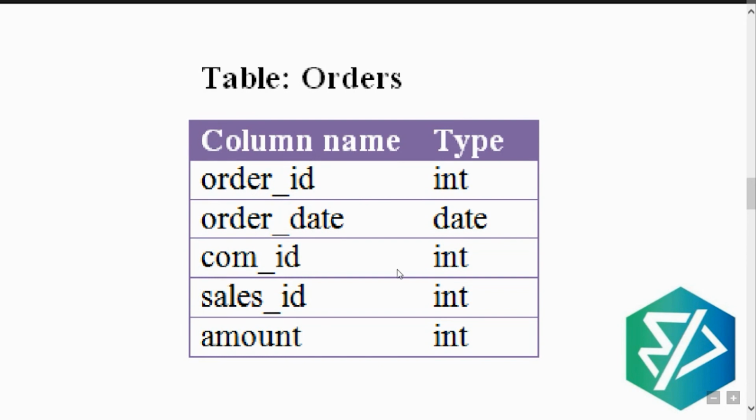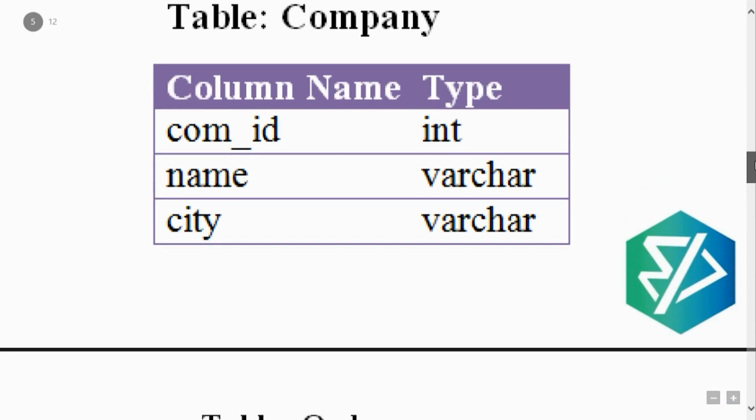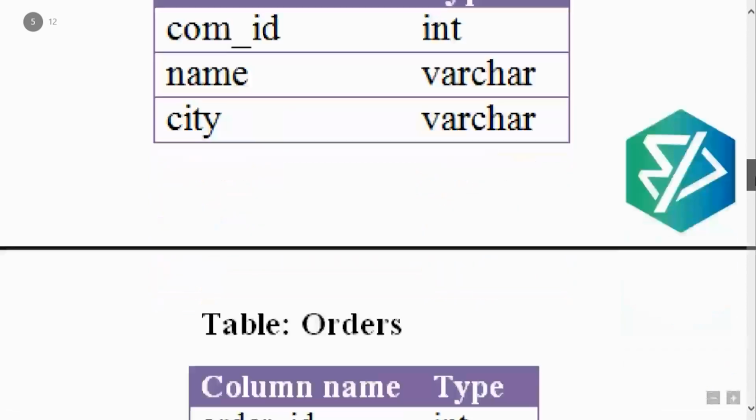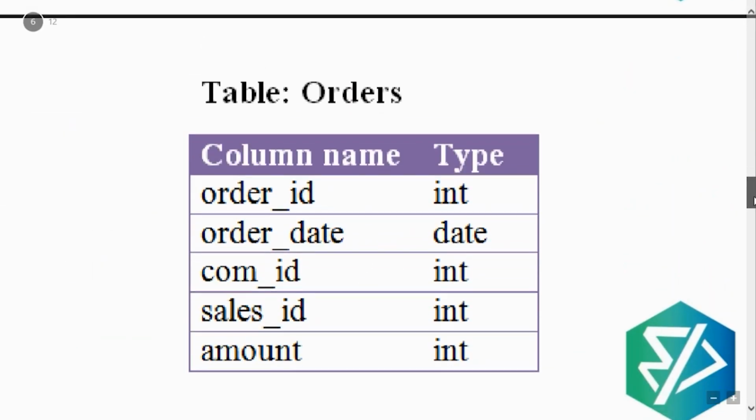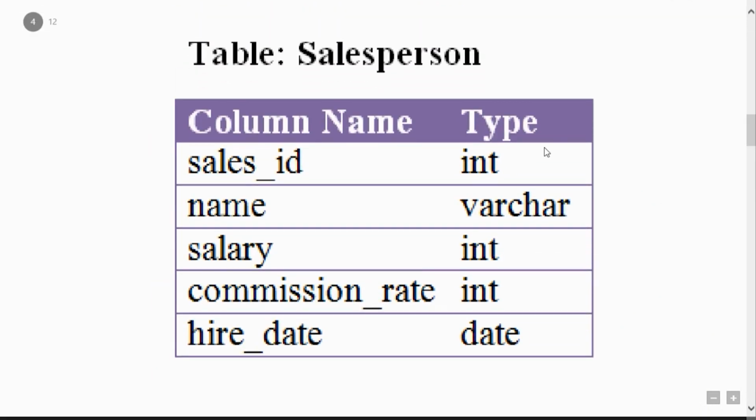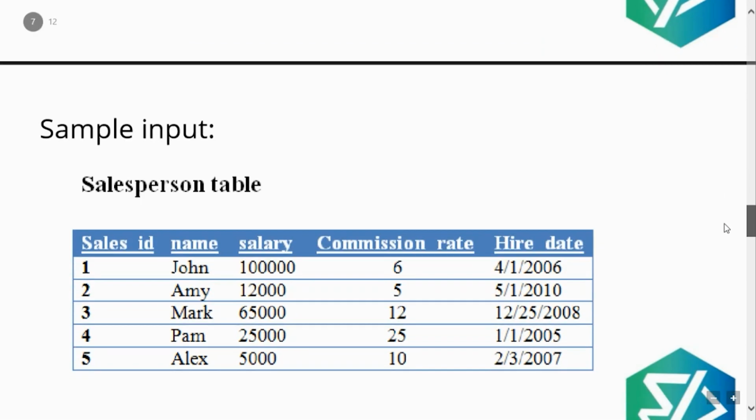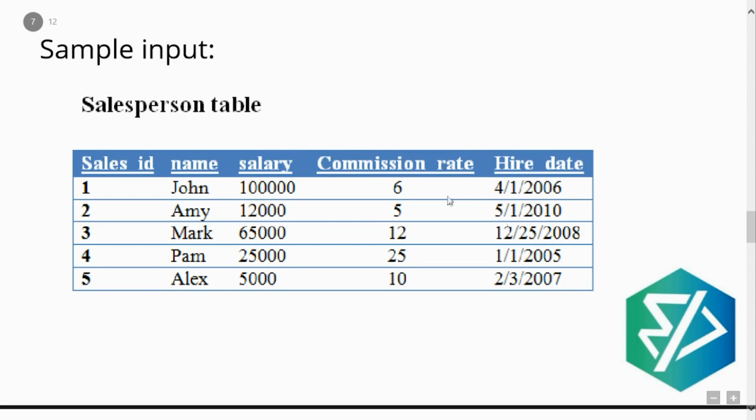This company ID is the same column as the company ID in the company table. So company ID is a foreign key in the orders table, and sales ID is also a foreign key, which refers to the salesperson table. Okay, so this is the sample input. In the salesperson table you have the sales ID, name, salary, commission rate, and hire date. We have 5 records in it.